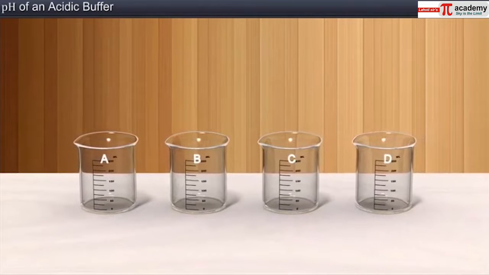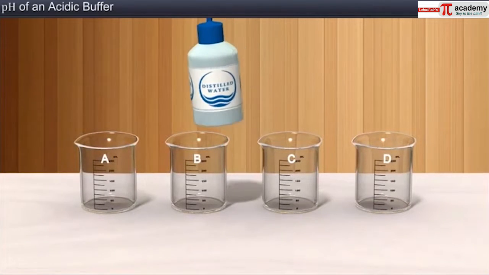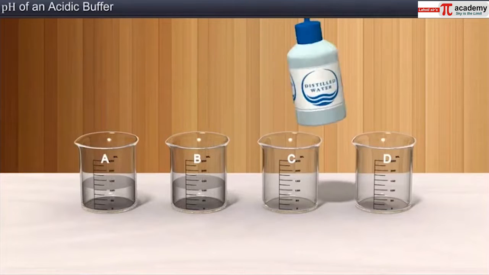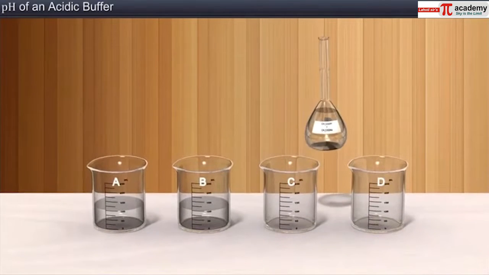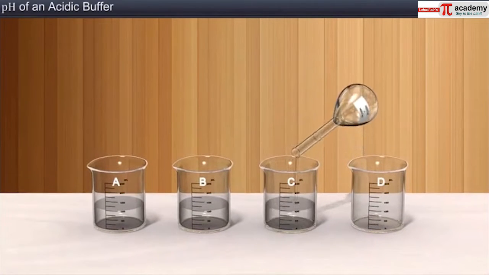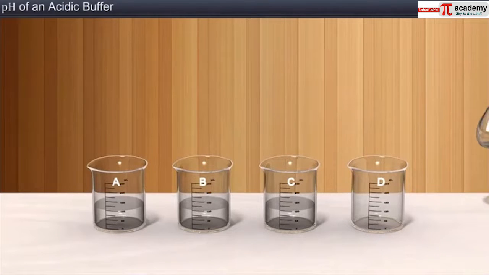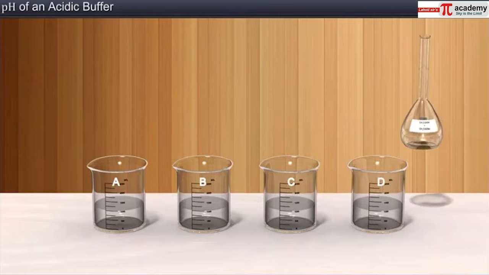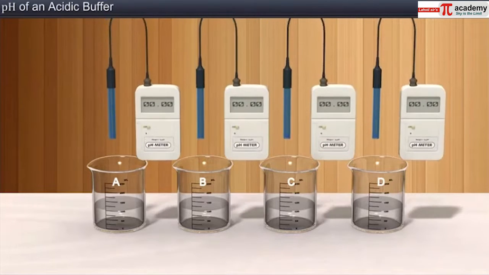Take about 100 ml of distilled water in beakers A and B. Take 100 ml of a mixture of acetic acid and sodium acetate in beakers C and D. Now, find the pH of the contents of all the 4 beakers.